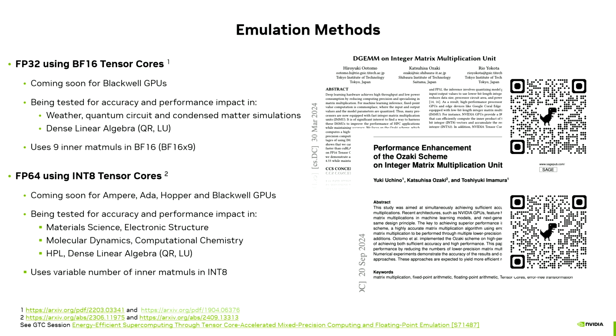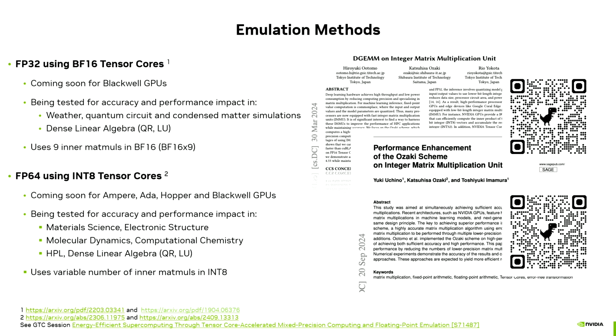But in a nutshell, FP32 can be emulated with BF16 tensor cores. We can have 9 inner matmuls, or sub-matmuls, or partial matmuls, in BF16, and then sum them up to represent an FP32 matmul. FP64 can today be emulated with int8 tensor cores. It's a little more involved than FP32 emulation in that it has a degree of freedom that controls its accuracy, and it's data dependent. We've been testing and implementing these in the libraries.